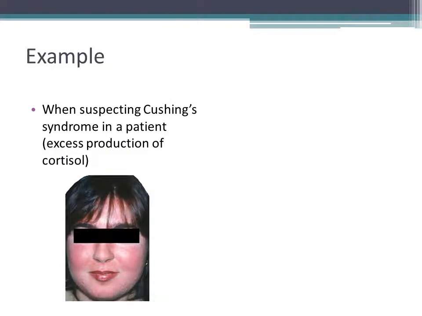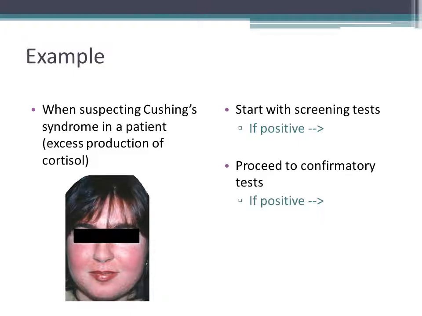Example, when suspecting Cushing syndrome, which is excess of cortisol production, based on history and physical examination, you start with screening tests. And we mentioned in our lecture, and we're going to mention today, that there are 3 screening tests that we utilize. If those screening tests were positive and we identify if, for example, in the case of Cushing syndrome, it's ACTH dependent or ACTH independent, we proceed to confirmatory tests.